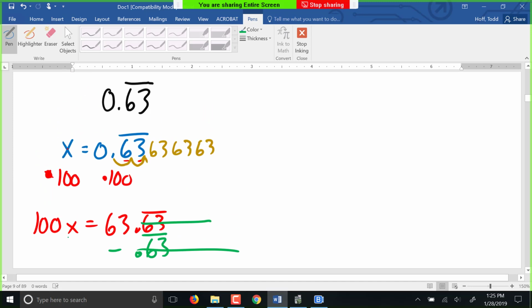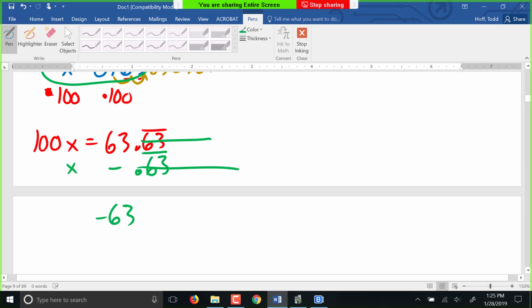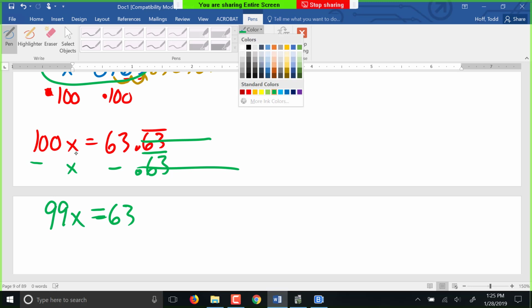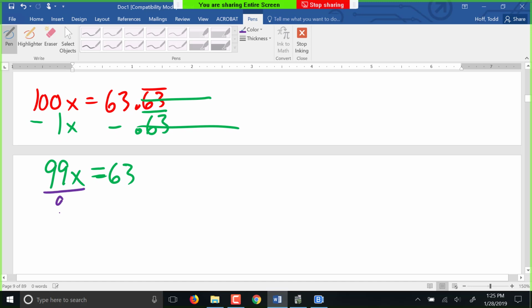What I'm going to subtract on the left side, however, is x. I can do that because 0.63 repeating is equal to x. So 100x minus x, we think of that as 1x. 100x minus 1x is 99x. Now to solve for x, what do we have to do? Divide by 99. X equals 63 over 99.